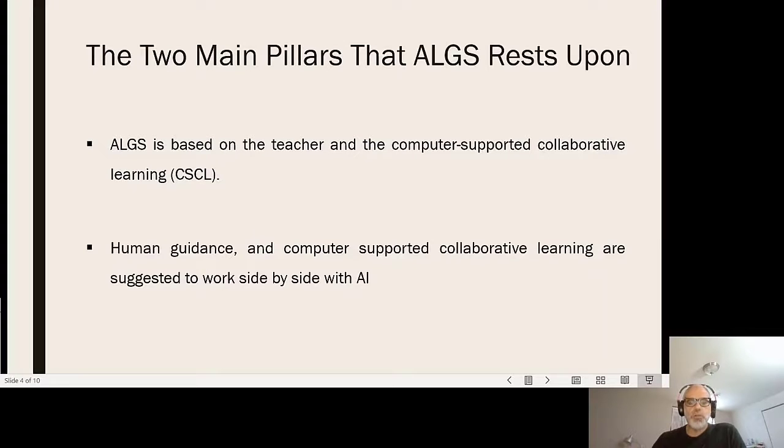So the two main parts are that the ALGS is based on the teacher and the computer-supported collaborative environment, and the human guidance and computer-supported collaborative learning are both suggested to work side by side. So the system hopefully will merge the strengths of both domains in a sense of collaborative filtering or adaptive guidance system, not a totally adaptive system.